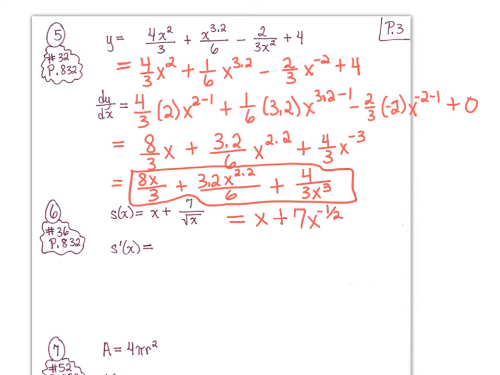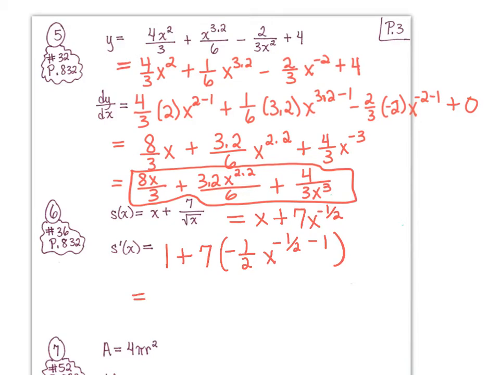To the -1/2. Good. Would you like a minute to find the derivative? Find the derivative, and after you found it, put it in a similar format as s of x. So what's s prime of x? Go ahead. 1 plus 7 times -1/2 x raised to -1/2 minus 1, which is -3/2... Very good. Now, simplify it. What do we get?